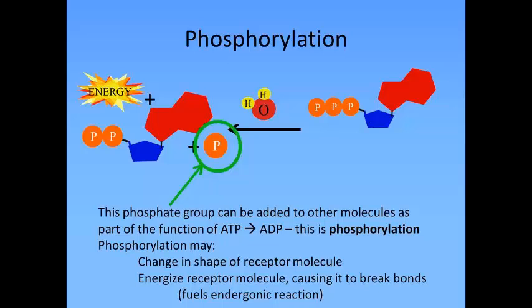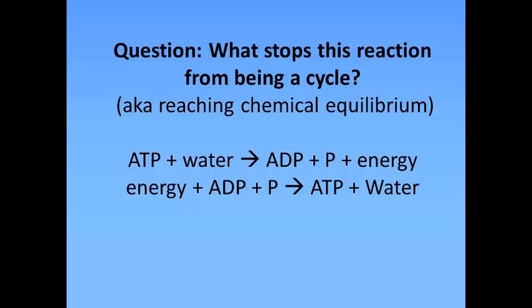This brings up a few questions. One of which is, what stops this reaction from being a cycle and reaching chemical equilibrium? Why don't we just go from ATP and water to ADP and phosphate and energy, then have energy and ADP and phosphate turn right back into ATP and water? Why doesn't it just go in a constant cyclical cycle?